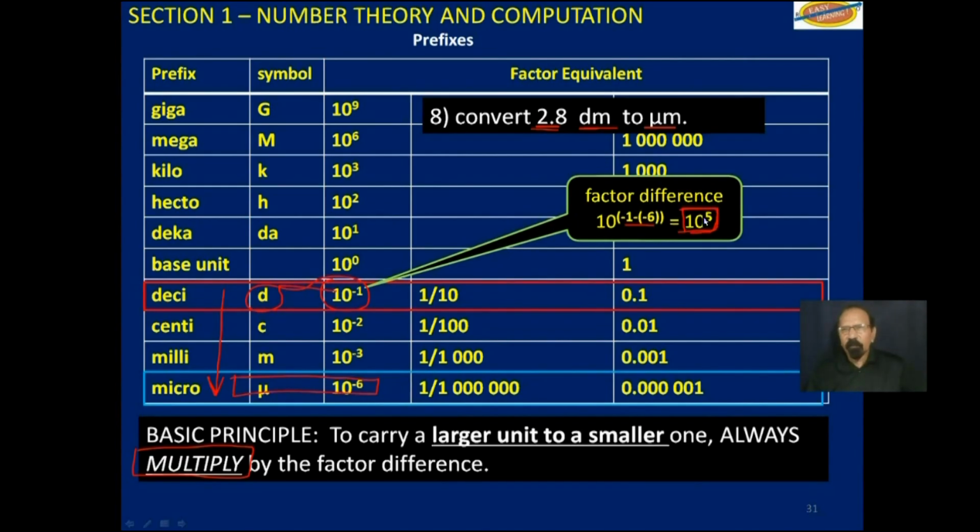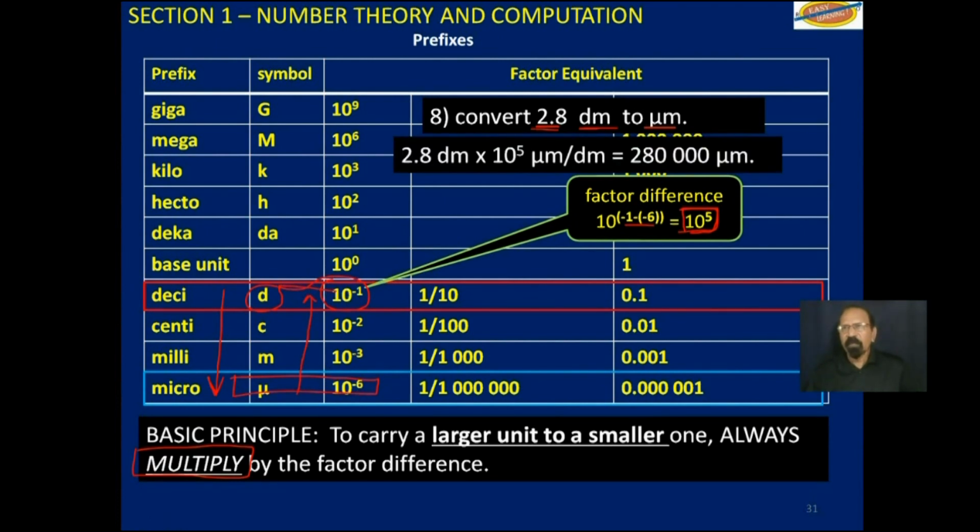So it takes 100,000 micrometers to make 1 decimeter. So in effect, we are going to multiply by 100,000. This is 100,000 here. We move this point 5 places to the right. That's 1 and 4 more.